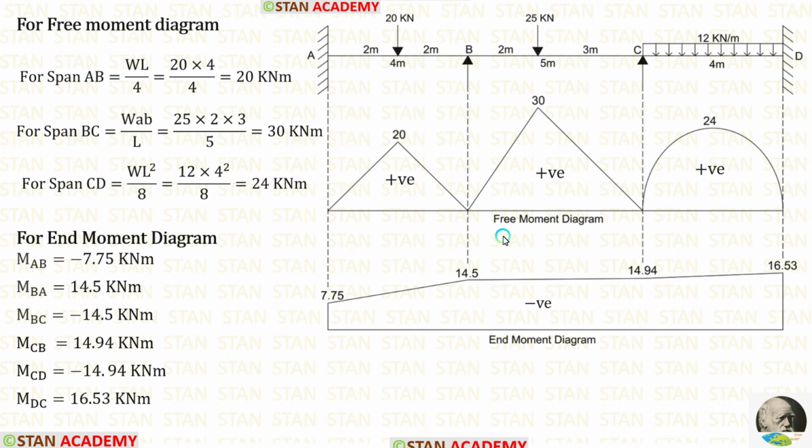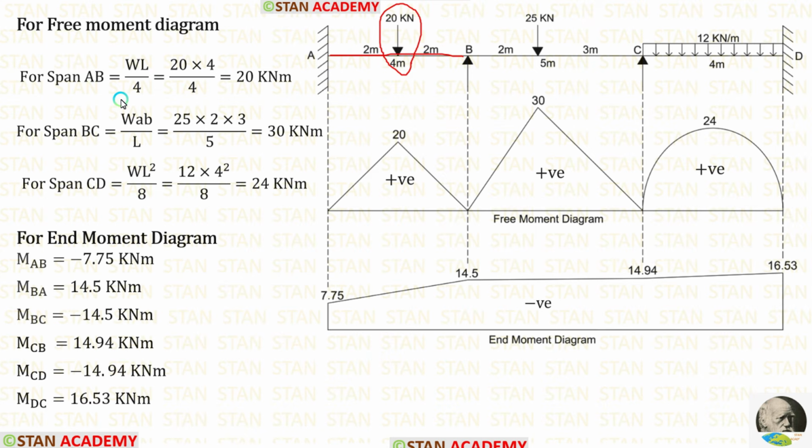Now we are going to draw the bending moment diagram. For drawing the bending moment diagram, first we have to make the free moment diagram, then end moment diagram. Finally, we have to combine both of them to get the bending moment diagram. For the free moment diagram, we have to assume every span as a separated simply supported beam. First, let us take the span AB. In the span AB, a point load 20 kN is acting on the center.